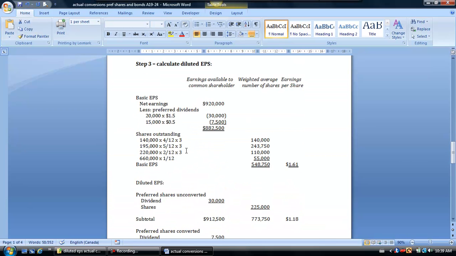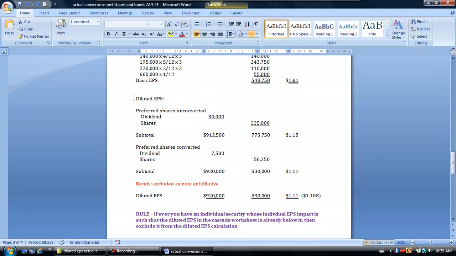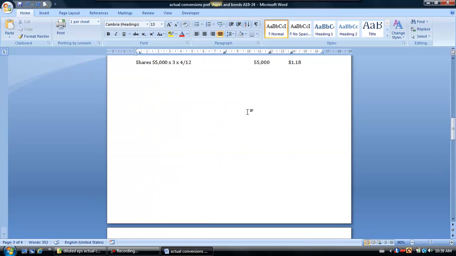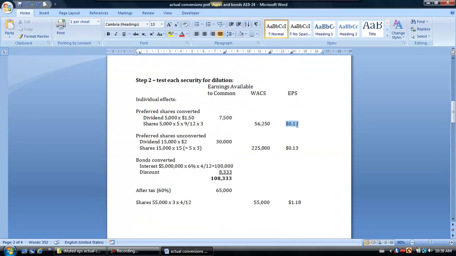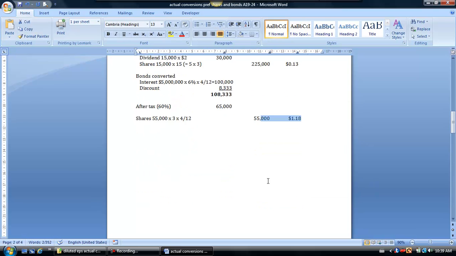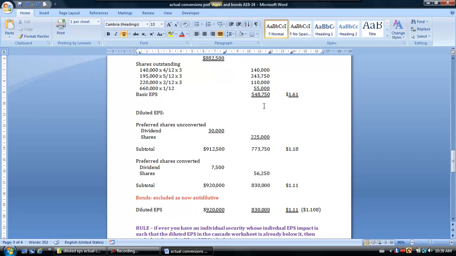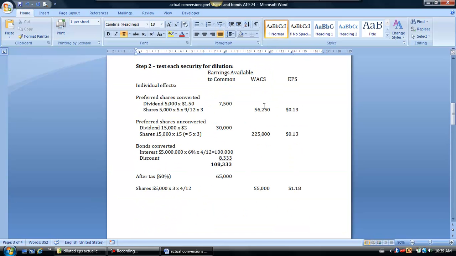Okay, for now what I'm going to do is go back here and now calculate my diluted EPS. As we've been saying, we have to put the securities in the diluted EPS Cascade worksheet in order of most dilutive to least dilutive. So we know that the preferred shares, when we tested them for dilution, the impact is 13 cents a share. That is more dilutive than $1.18, so the preferred shares will go first. If we put the unconverted shares first, we remember from our previous calculation that the unconverted preferred shares increased income available to common shareholders if they had been converted at the beginning of the year.